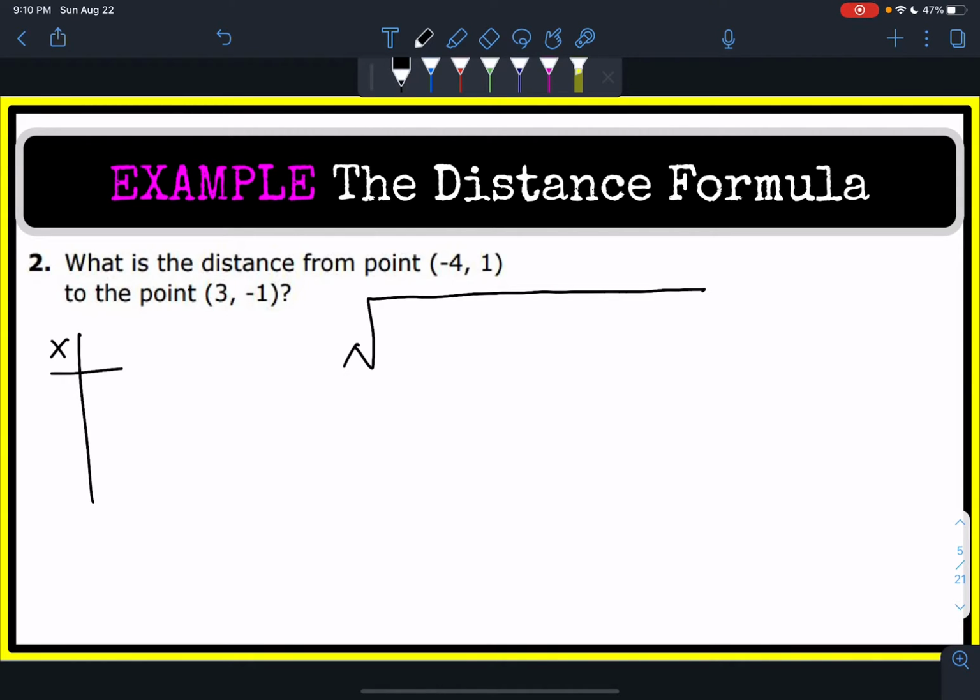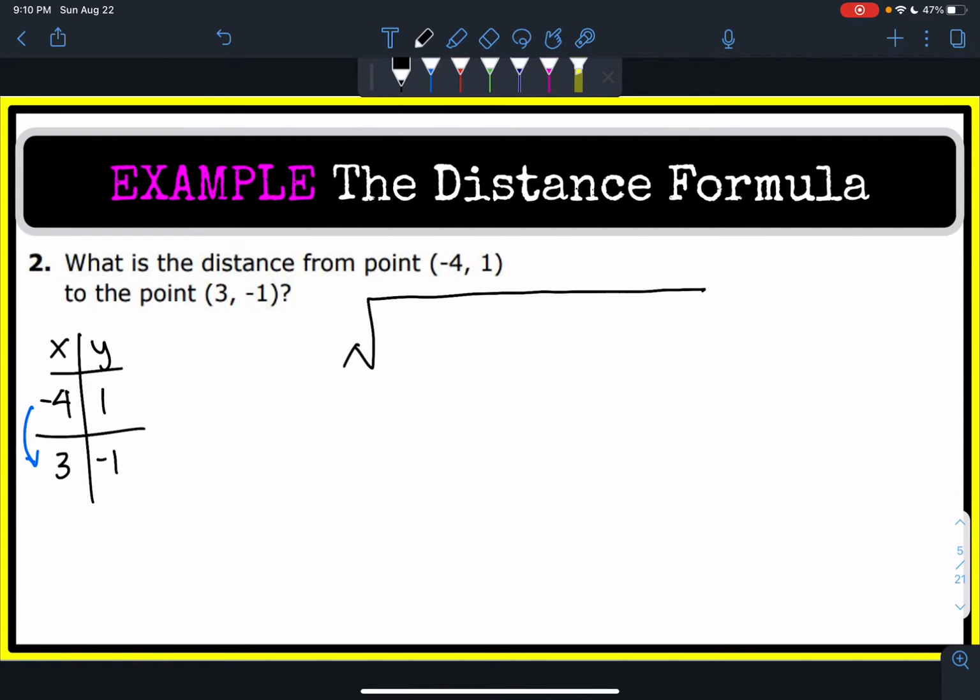I always like to, especially when I start off with my students, write my points in order as an ordered pair into a T-chart, just so we organize our numbers and don't make a mistake of subtracting the wrong things, subtracting an x with a y or vice versa.